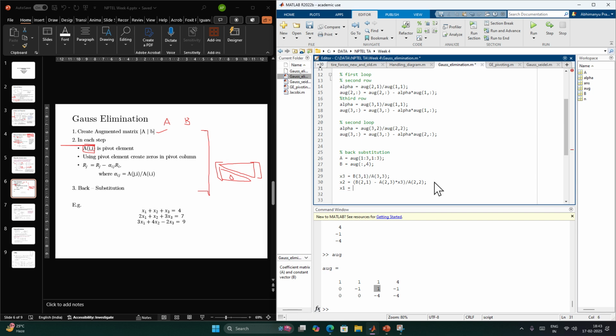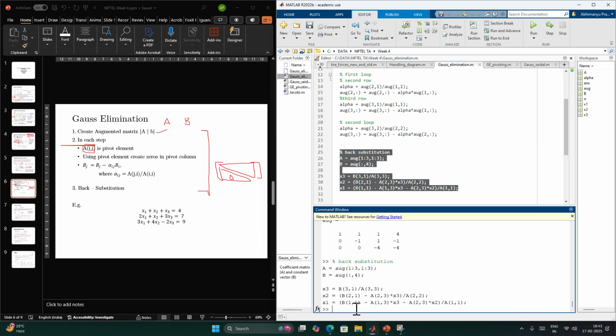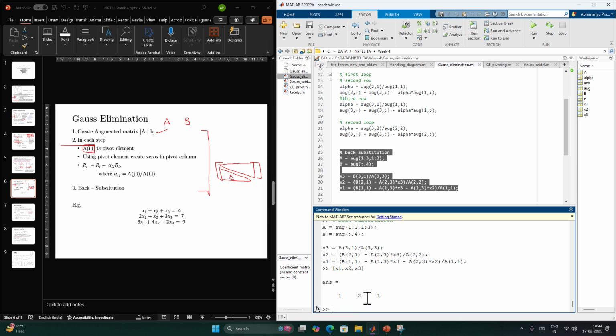Now for x1, I just need to repeat the above process. So b(1,1) minus a(1,3) multiplied by x3 minus a(1,2) multiplied by x2, and divided by a(1,1). Fine. So if I run this, then my x1 is 1, and the solution is 1, 2, 1.